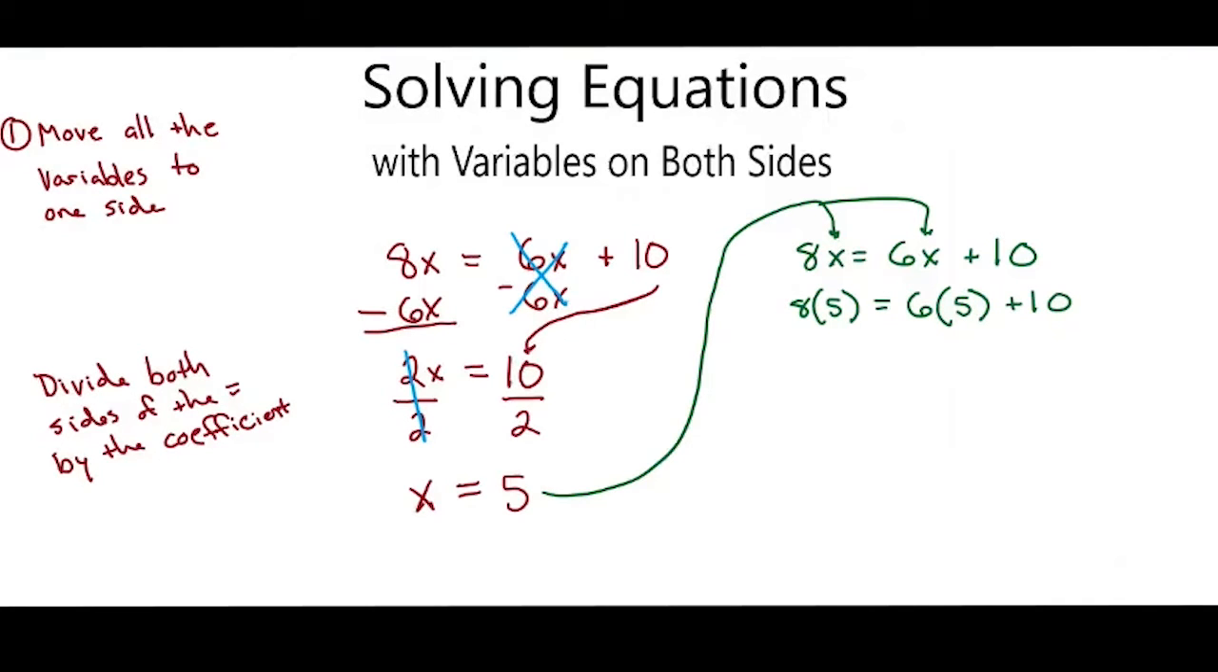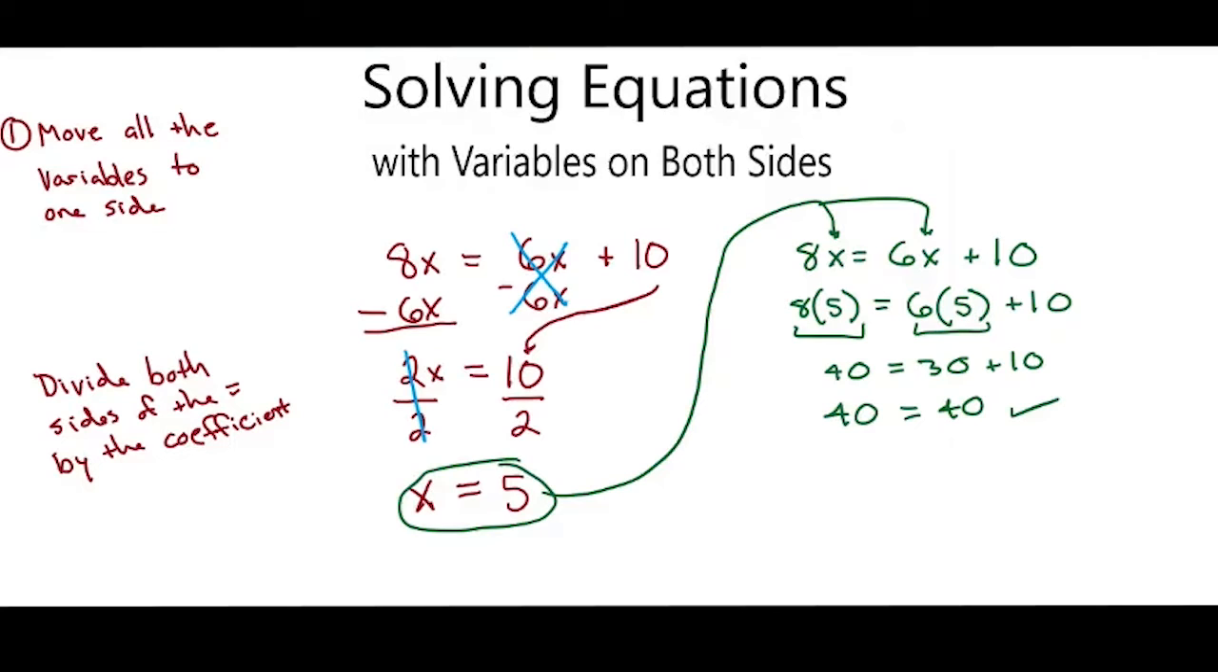And then we'll simplify. So we do multiplication first. So here I have some multiplication. 8 times 5 is 40 equals, well, I can do multiplication again. 6 times 5 is 30 plus 10. So 40 is equal to, well, 30 plus 10, that's 40. That works. Check. That means my final answer is x equals 5.